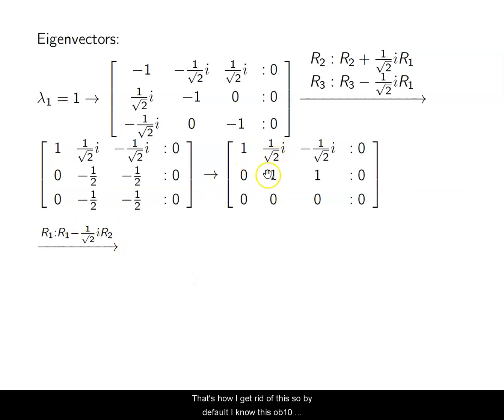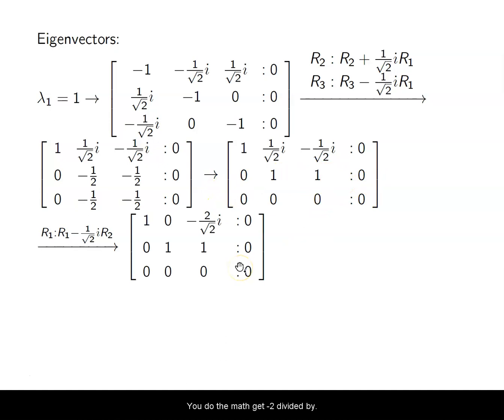So by default, I know this will be 1, 0, something here, and these last two rows will stay the same. If you do the math, you get negative 2 divided by root 2. Because really what you're doing is you're taking another negative 1 over root 2i and adding it to this one, so there's 2 of them. So that's going to give me x2 is negative x3, and x1 is a positive. If you simplify this and rationalize your denominator, it's really just root 2, right? You multiply this by root 2, you get 2 on the bottom, you get a root 2 on top, so this is 2 over 2, it cancels, and you're just left with the root 2.